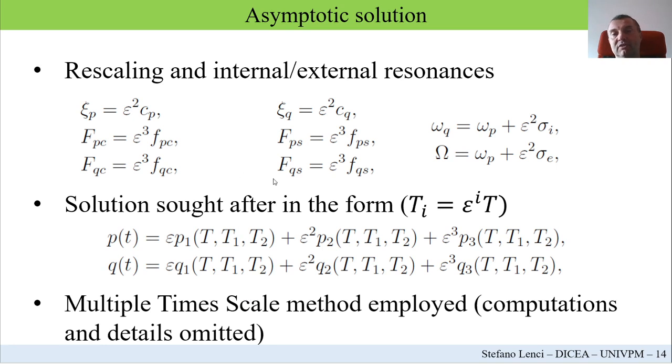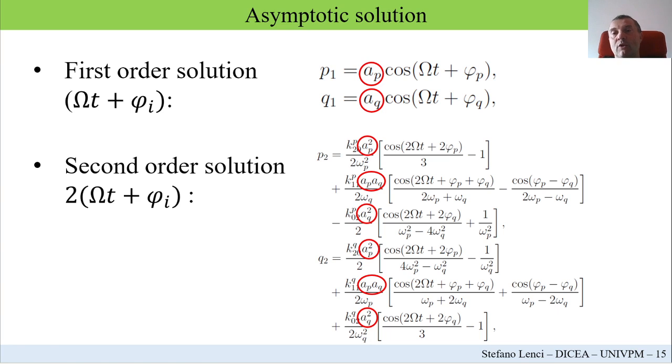This requires some mathematical tricks: introducing smallness parameters, rescaling the parameters, introducing some detuning coefficients which are named sigma internal and sigma external, and looking for the solution in the form of an asymptotic development with respect to these smallness parameters. Of course, the details of the mathematical solution are omitted, but the solution I will report and discuss. The first order solution is this one.